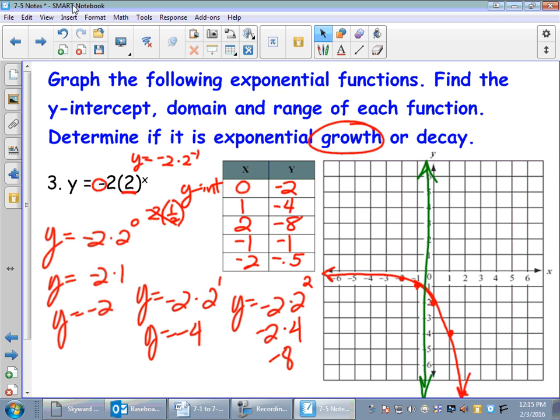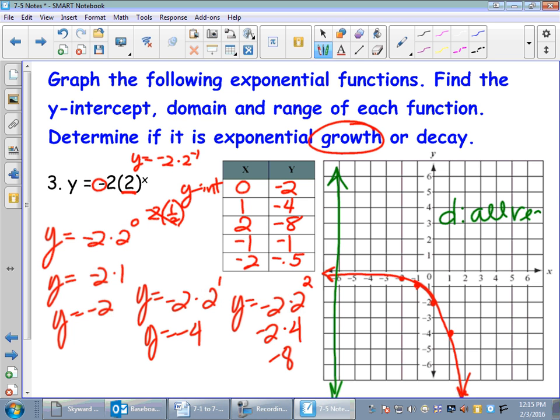Notice I'm scanning the x-axis. My eyes are scanning the x-axis. I'm hitting all of them. My domain for this graph, again, is all reals. Every x value is included on this curve.